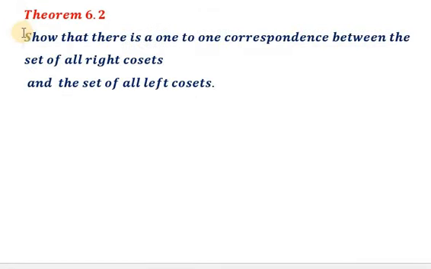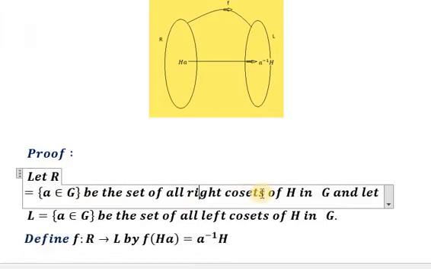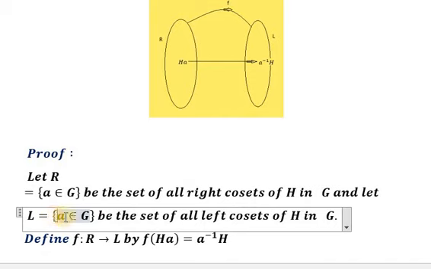Theorem 6.2. Show that there is a one-to-one correspondence between the set of all right cosets and the set of all left cosets. Proof. Let us consider this diagram where f is defined from R to L, with Hb being nothing but a inverse H. Now let us take R is equal to the set of Ha such that a belongs to G, which is the set of all right cosets of H in G, and let L be the set of a H such that a belongs to G, the set of all left cosets of H in G.